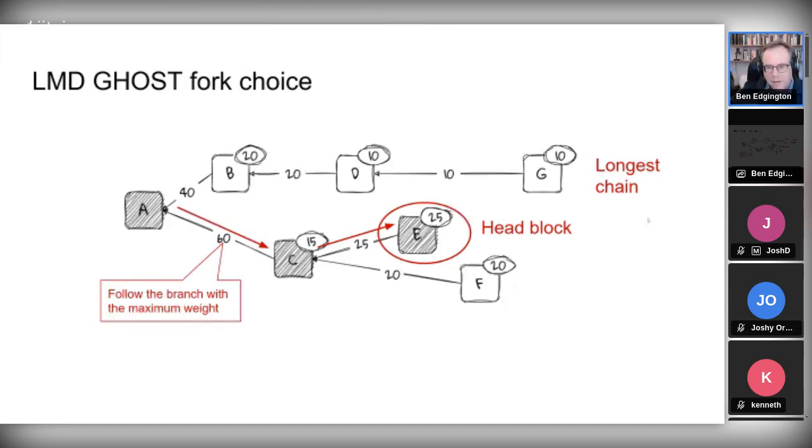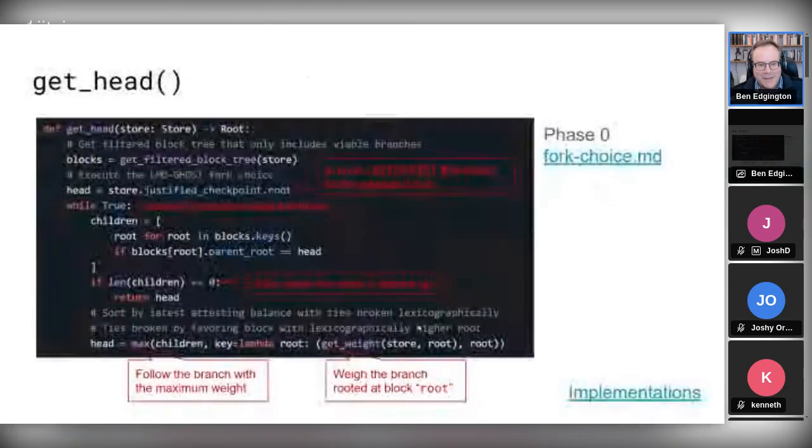It's a different head block than if we applied a longest chain rule. That would give us block G. So we're applying the GHOST rule, and we end up at block E. And that's it, really. That's basically how LMD GHOST works. Very simple. Here's some code which instantiates that.